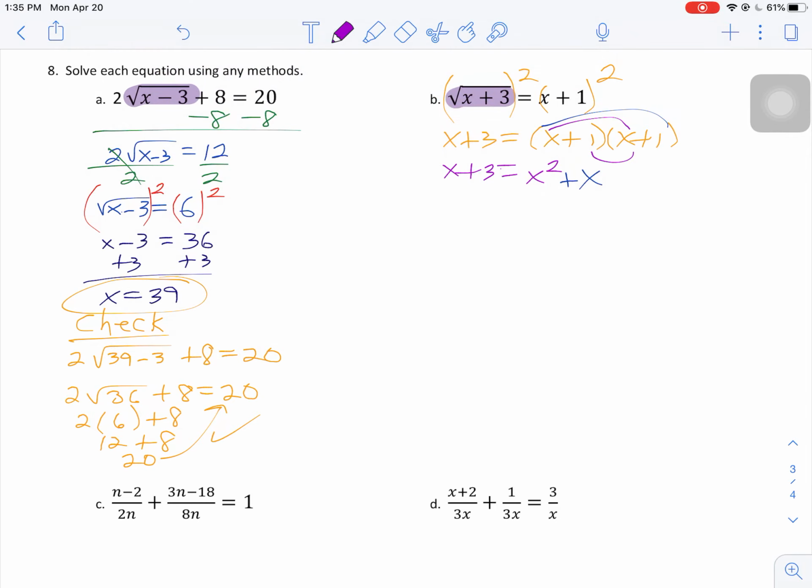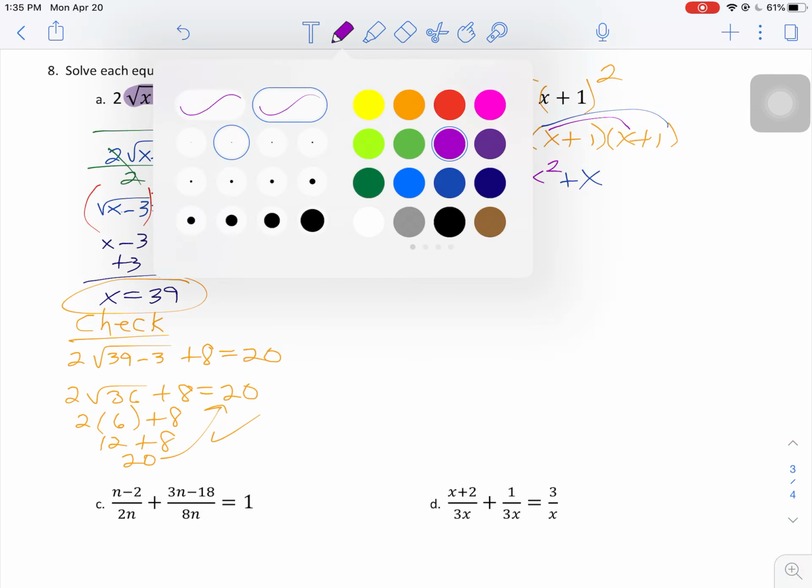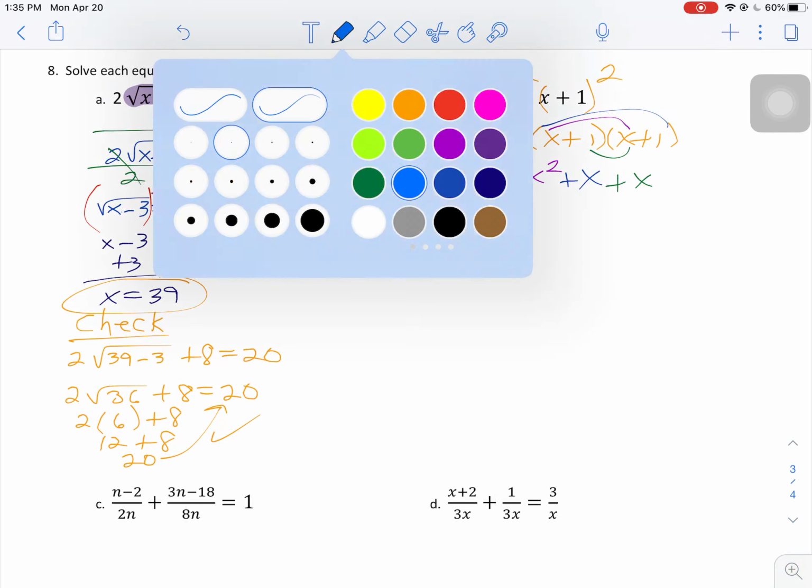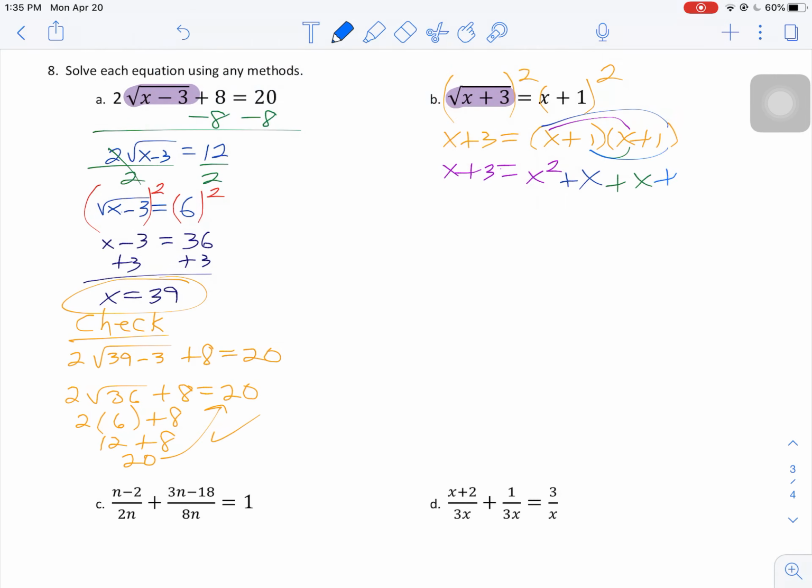Inside times inside is 1 times x, which is x. And then last times last is 1 times 1, which is 1. So then let's combine our like terms on the right side. x plus x is 2x.